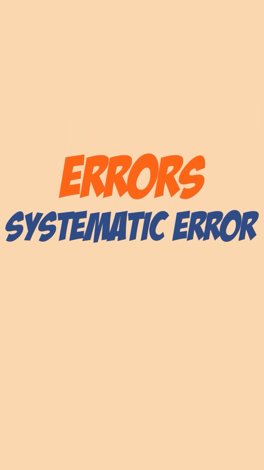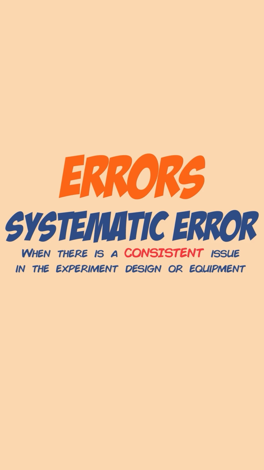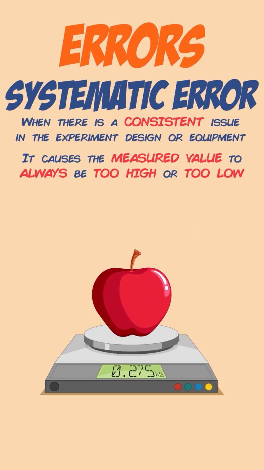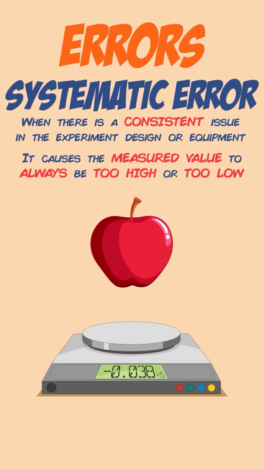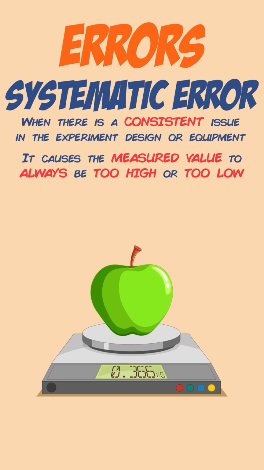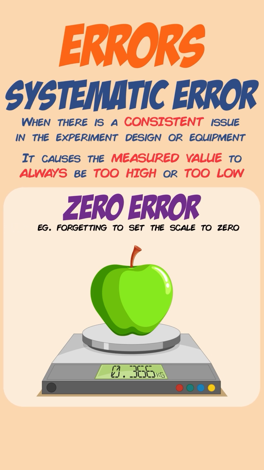Systematic errors, on the other hand, is when there's a consistent issue in the experimental design or equipment, which causes the measured value to always be too high or too low. So for example, this could be when you forget to reset a scale to 0, meaning all of your mass measurements are off. This is known as a zero error, and it's a type of systematic error.